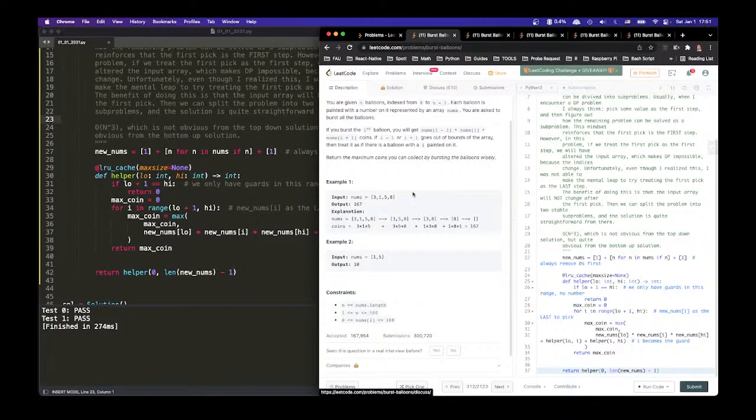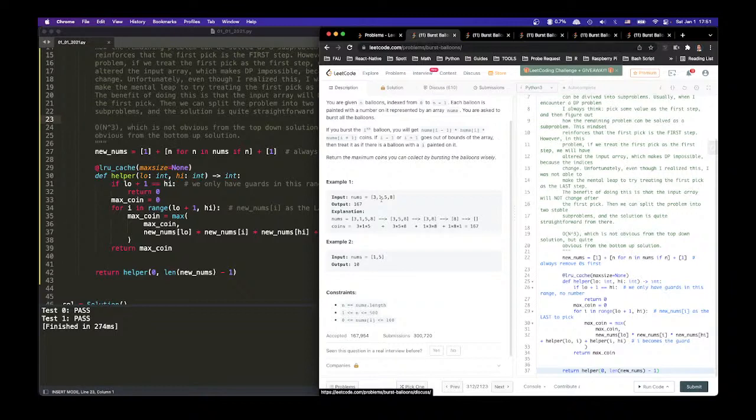Okay, so we need to find out 1, 5. Now, to find out 1, 5, man, that's too complicated. Let's narrow it down. Let's narrow it down to like 3 values. Okay, let's say I want to find out 0, 2. 0, 1, 2, right? To find out 0, 1, 2, I'll take the 1 and divide the problem into 0, 1 and a 1, 2. 0, 1 and a 1, 2.